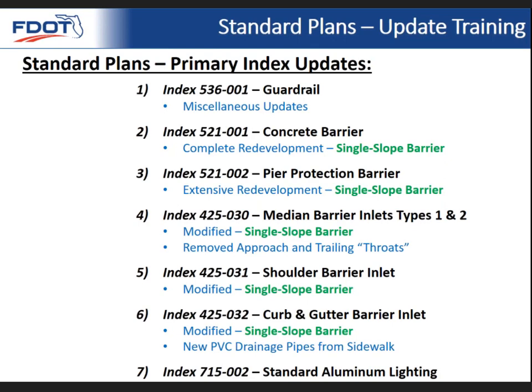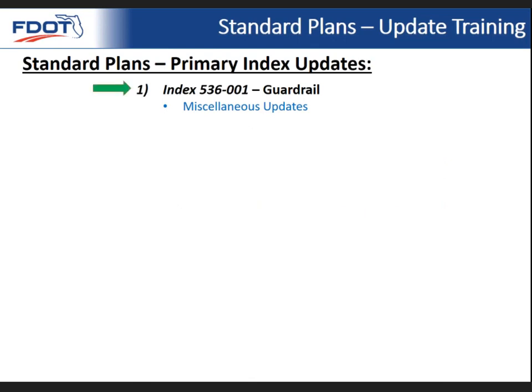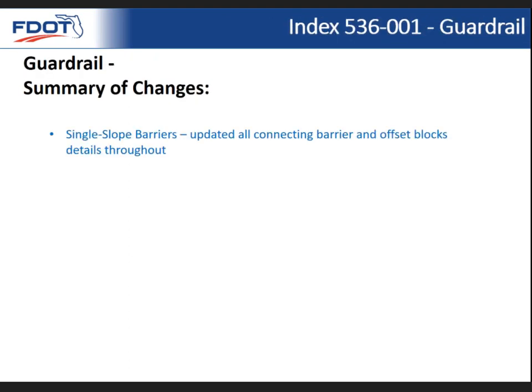As it relates to the barriers, you'll notice the theme here: it's the single slope barrier. Basically we're going to be showing you all the effects that the single slope barrier has on all these different types of indexes. So starting off with the guardrail, just some quick miscellaneous updates that might be of interest to the designers. We'll just quickly go through those.